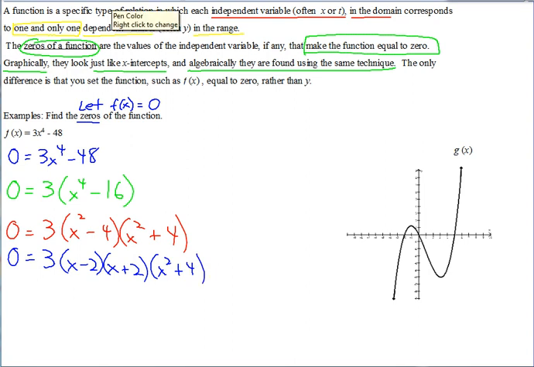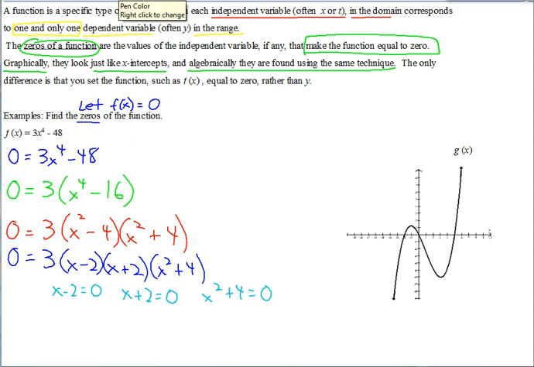Okay, so now that's in completely factored form, we can say, well, in order for these factors to multiply to be 0, one of them has to be 0. Well, can the 3 be 0? No, 3 is never equal to 0, so that won't give us any answers for the zeros. So it could be the x minus 2 equal to 0, or the x plus 2 equal to 0, or the x squared plus 4 equal to 0.